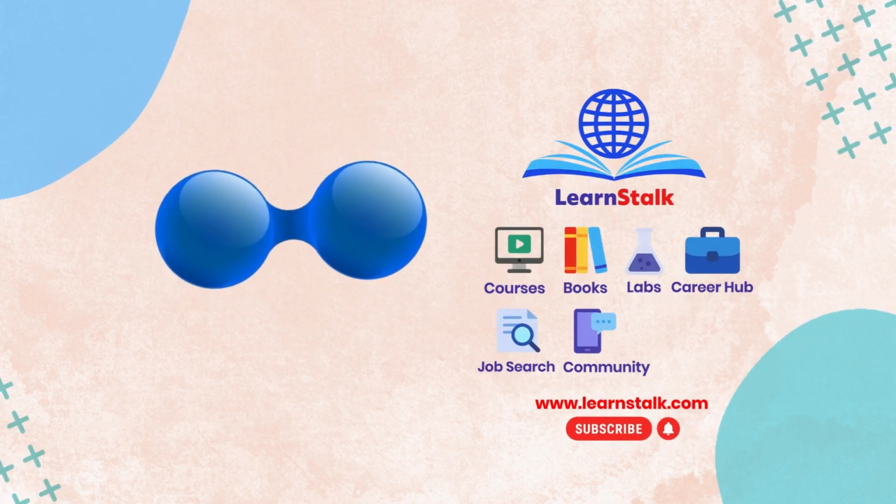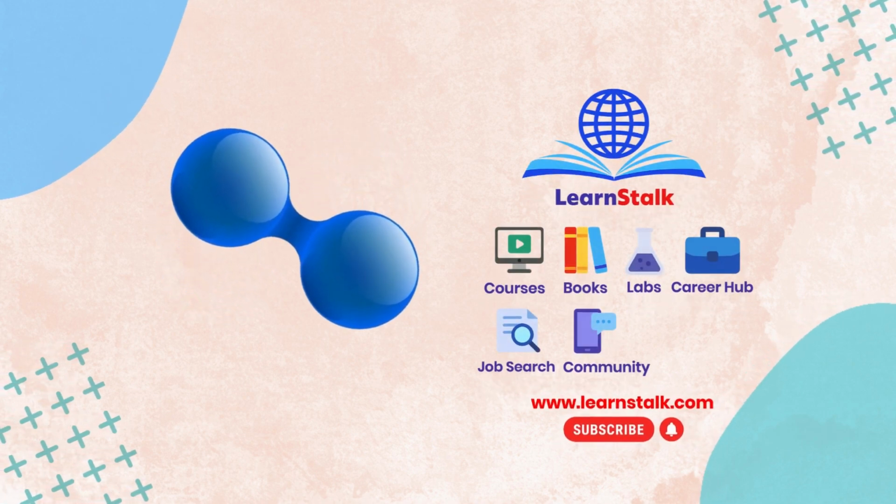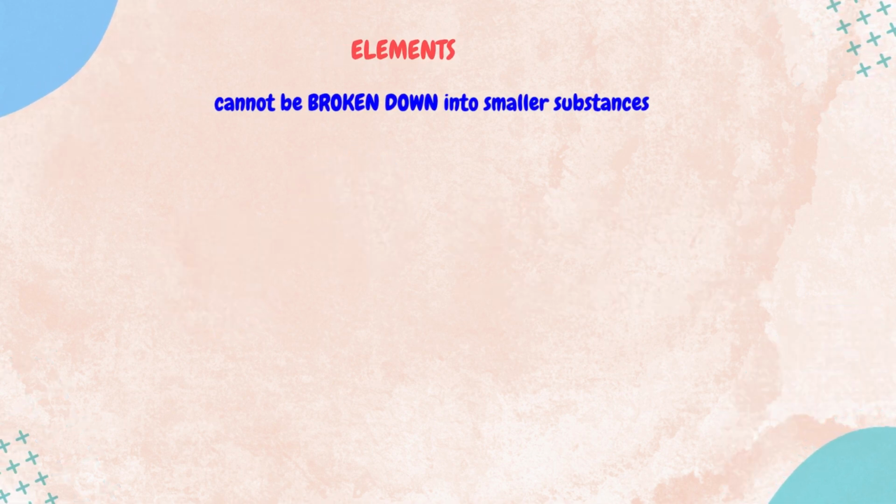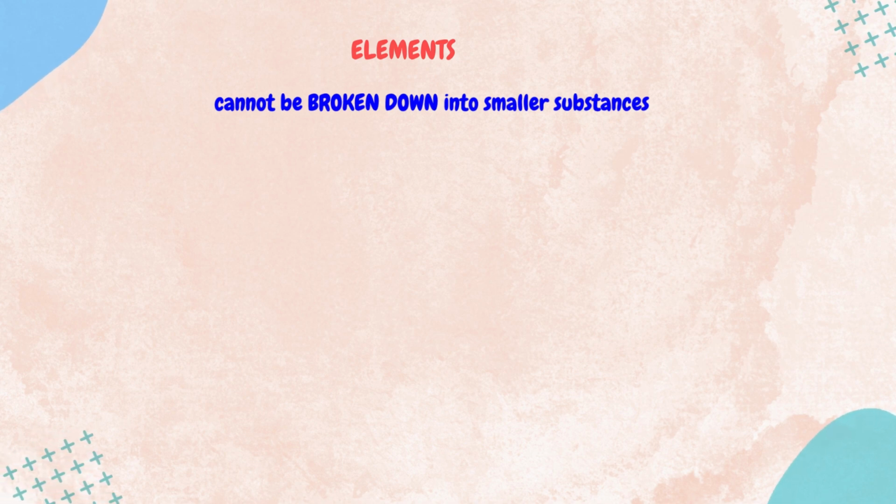What if I told you that some elements come in pairs, like best friends, that refuse to be alone even in science? Let's break down diatomic elements. An element is a substance that cannot be broken down into smaller substances by chemical or physical means. It's the most basic form of matter you'll ever meet in science.